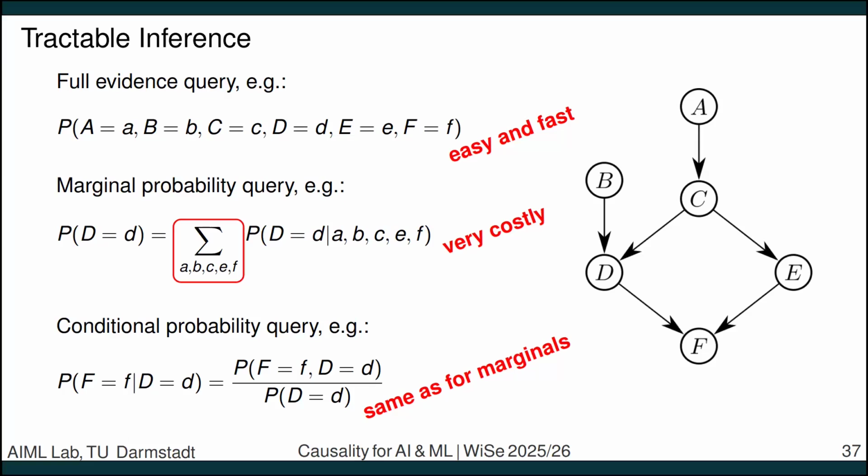And the same then goes for conditional probability queries, because there we again need to do the same. The denominator and numerator basically are marginal probability queries with different sets of given or observed variables. And there we also, for both of those terms, need to marginalize out the variables. And that can become very costly.